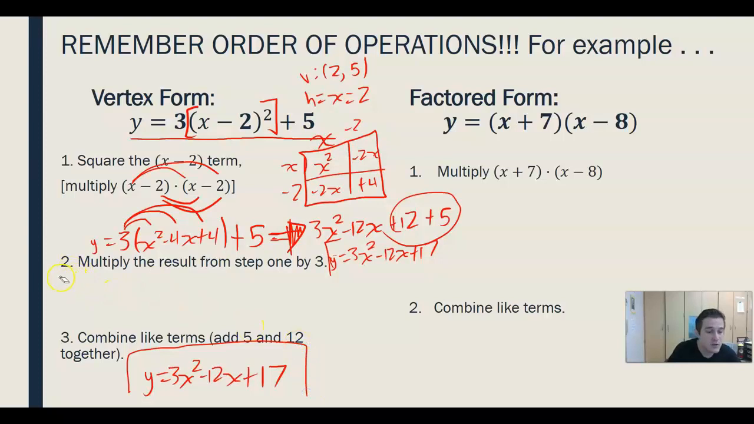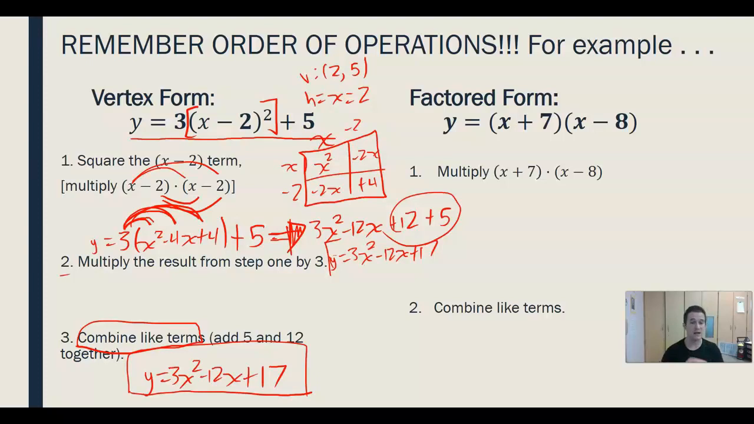But again, step 2 here, the next thing I wanted you to do is multiply the result from step 1 by 3, which I did. I multiplied x squared minus 4x plus 4 times 3 by distributing this 3 into all of those terms. And then I combined my like terms. I added my 5 and my 12 together to get 17. So now that function is in standard form.